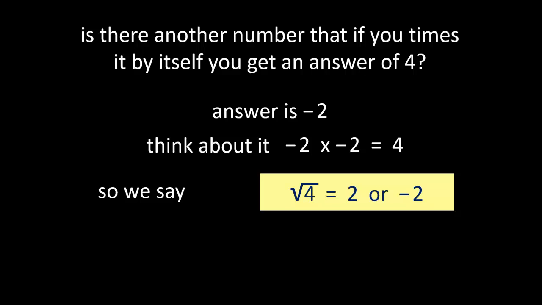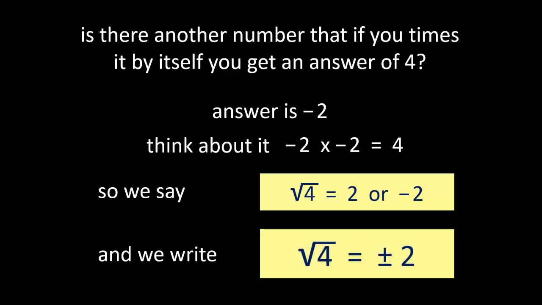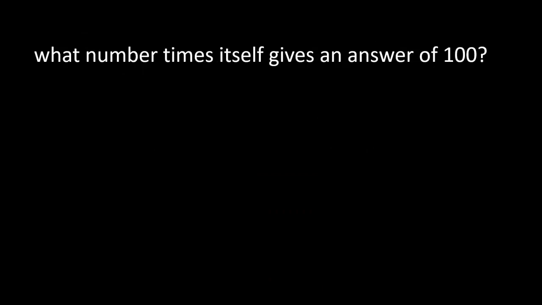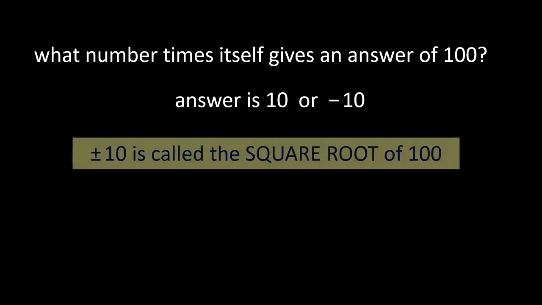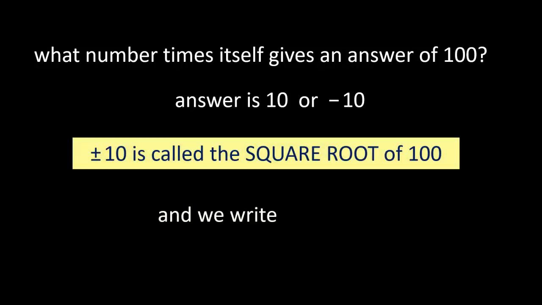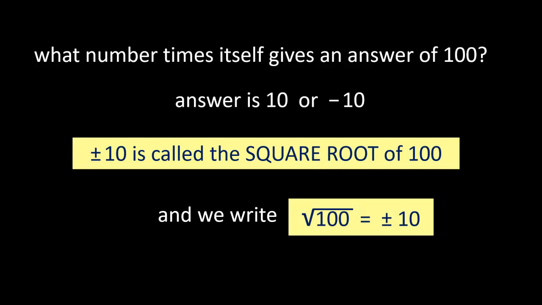Now, we don't like writing all that kind of stuff in maths. We do like a confusing symbol, and so we're going to use this one here. The square root of 4 is equal to plus or minus 2, and it just means it's +2 or it's -2. And like all symbols in maths, it's trying to confuse us and make sure that we write as little as possible. So square root of 4 is plus or minus 2. Okay, what number times itself gives an answer of 100? So we know the answer is 10 or -10, so that is the square root of 100. And we write square root of 100 is plus or minus 10. Do you get the idea?